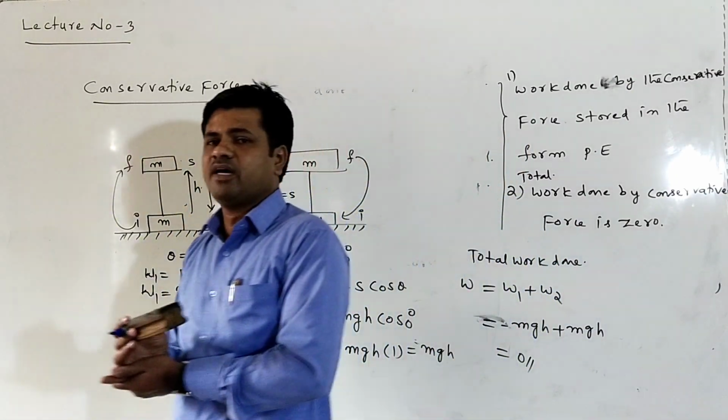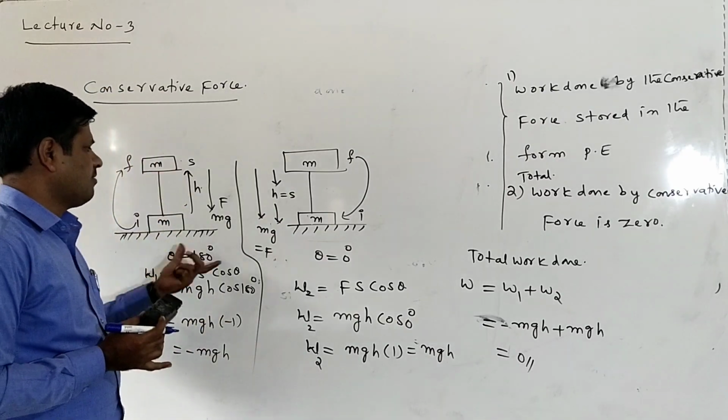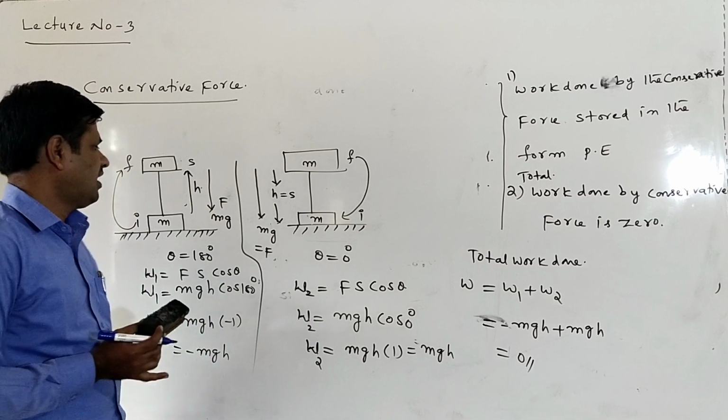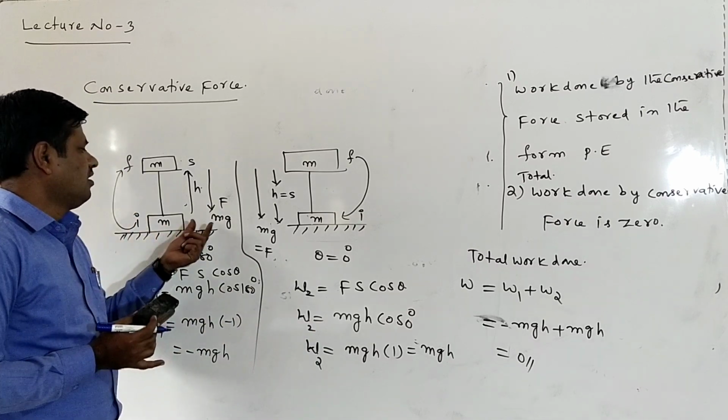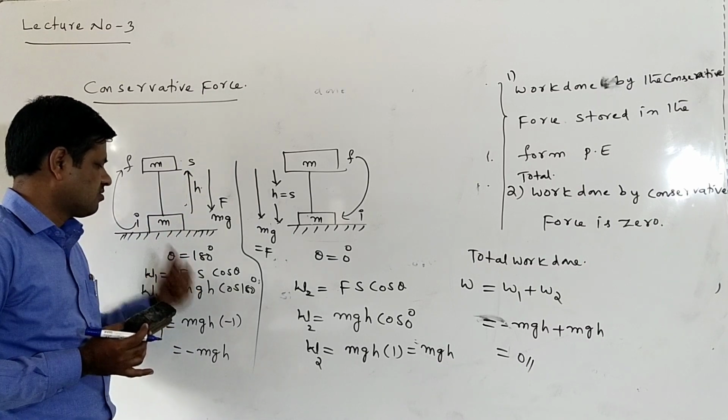Now the total work done by the conservative force is 0. Why is the total work done by the conservative force 0? I am explaining with one example here. When moving from initial to final, the force is acting in the downward direction and the displacement is in the upward direction, so the angle theta is equal to 180.